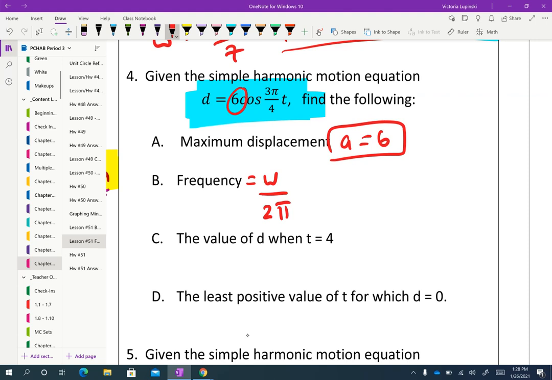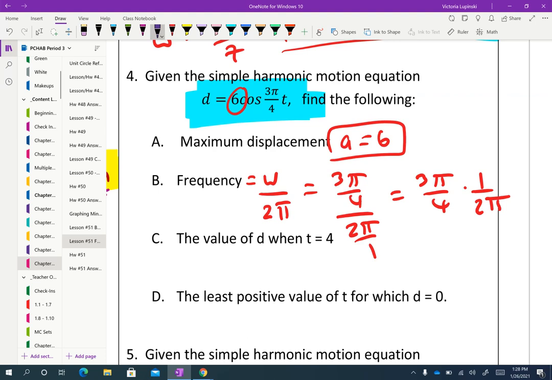So W divided by 2 pi, that's going to be 3 pi over 4 divided by 2 pi over 1. So we're, of course, going to multiply by the reciprocal. So 3 pi over 4 times 1 over 2 pi. We're going to then go ahead and cancel the pi's, and you're going to get 3 over 8.